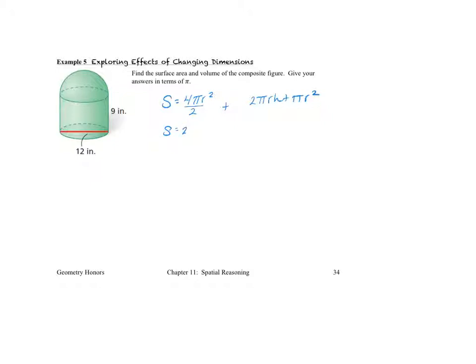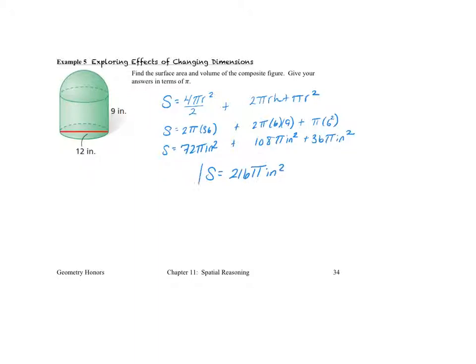So let's calculate this. We get 2 pi times, the diameter is 12, so the radius is 6, so times 36. And so this one's 72 pi inches squared. And the next one's going to be 2 times pi times 6 times the height of 9 plus pi times 6 squared. And that will get us 108 pi inches squared plus 36 pi inches squared. And so the total surface area is equal to 216 pi inches squared.